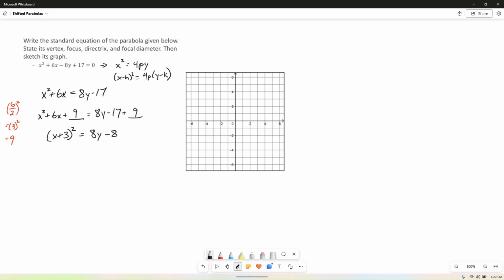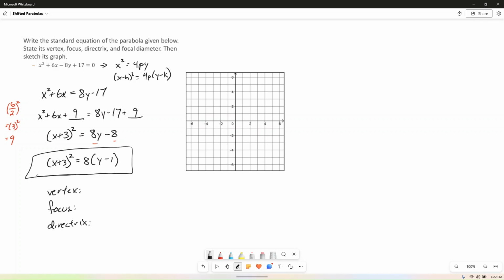Last little step here is we want to factor the right side as well. And both terms, if you notice, both terms have an 8 in them, so let's factor that 8 out. So we're going to have x plus 3 quantity squared equals 8 times y minus 1. And that's going to be the standard equation for our conic that we wanted. Now, from that equation, we want to figure out what is the vertex, what is the focus, what is the directrix, and what is our focal diameter.